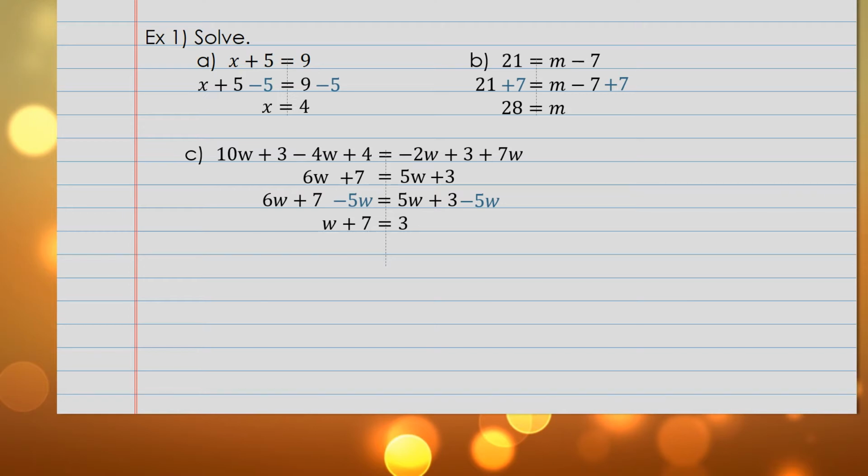But now we need to get W completely by itself. So on the side with the variable, with W, what do we need to get rid of? Well, we need to get rid of adding 7. And so the opposite operation would be to subtract 7. As long as what you do on one side, you must do to the other side. And we know 7 minus 7 would cancel, leaving you with W, and 3 minus 7 would leave you with negative 4.